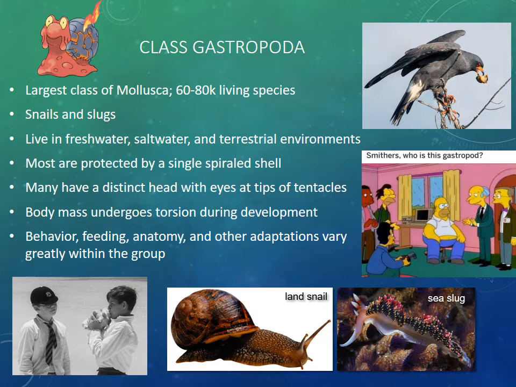One of the cool things about them is when they're developing, they go through this thing called torsion, where they twist and invert their visceral mass, body, mantle, and shell with respect to the head, which is how they actually manage to flip and fit inside the shell and move the way they do. It's very unusual, but they do it. It's one of the things that defines this group. So that's a key trait for them. Thinking about those as we look at all these.